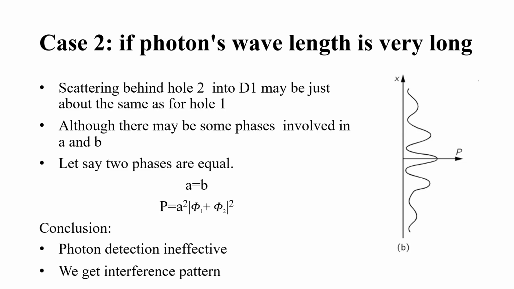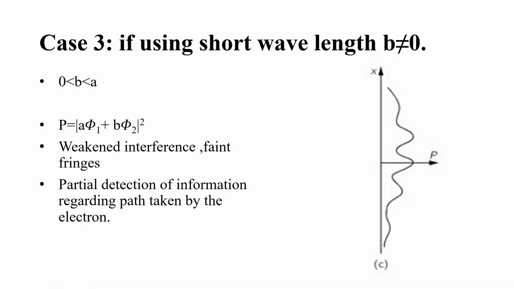Now case 2: if the photon's wavelength is very long, then scattering behind hole 2 into D1 may be just about the same as for hole 1, although there may be some phases involved in A and B. Now, if the wavelength is long, let's say the two phases are equal, in the sense of A equals B. So we can conclude that photon detection is ineffective and we get the interference pattern.